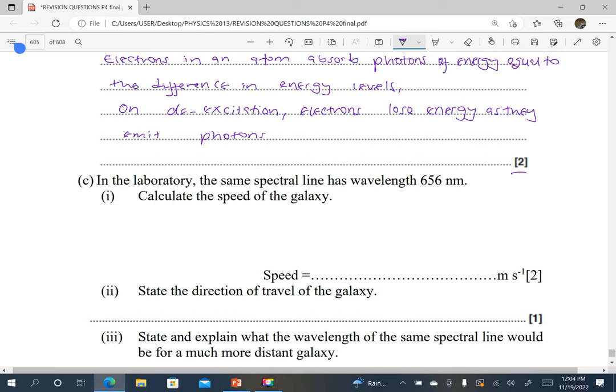In the laboratory, the same spectral line has a wavelength of 656 nanometers. Calculate the speed of the galaxy. So just use the redshift. From the redshift equation, delta lambda over lambda is v over c, which means the speed v is equal to, substituting, difference in wavelength 662 minus 656 divided by 656, the laboratory wavelength. We divide with the wavelength in the laboratory because it is the actual wavelength. Then this is times c, so c is 3 times 10 power 8. So I press my calculator.